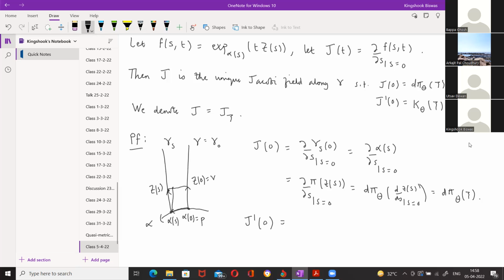So what is J prime 0? This is del del t at t equal to 0 of J of t. So what is J of t? J of t is del s at s equal to 0 of f of s t, right? Yes, this is by definition J prime 0.